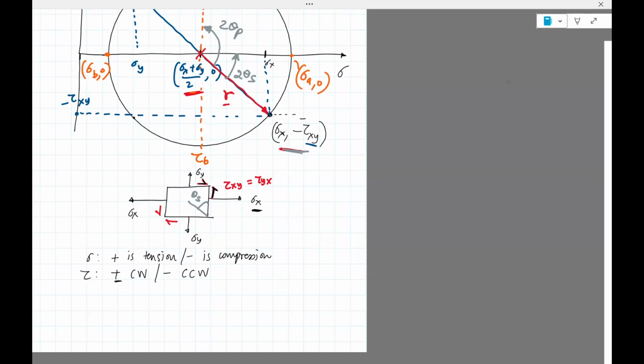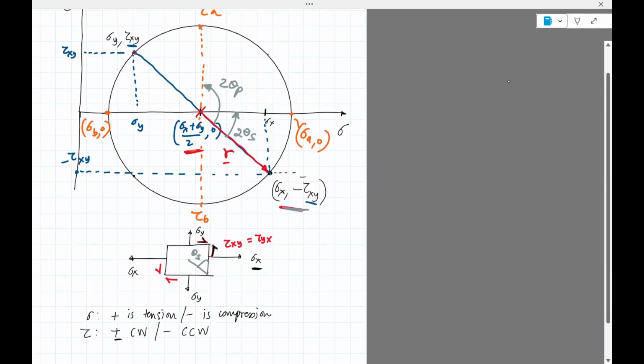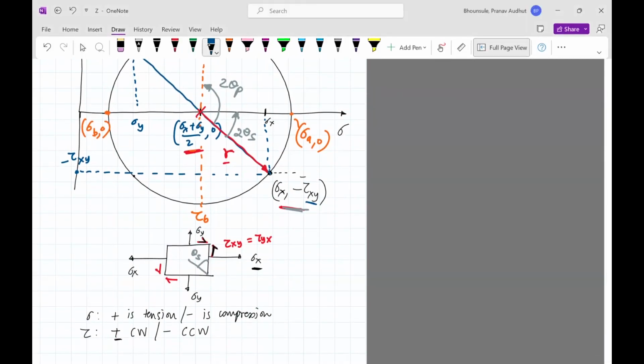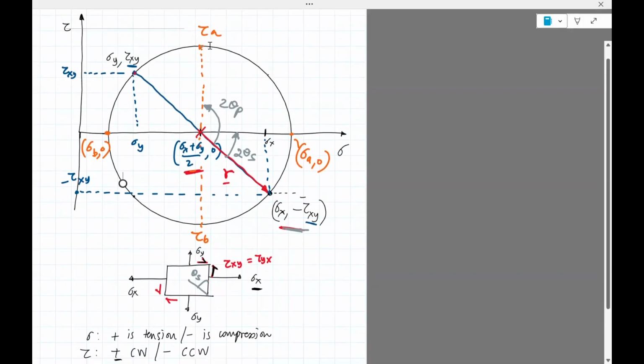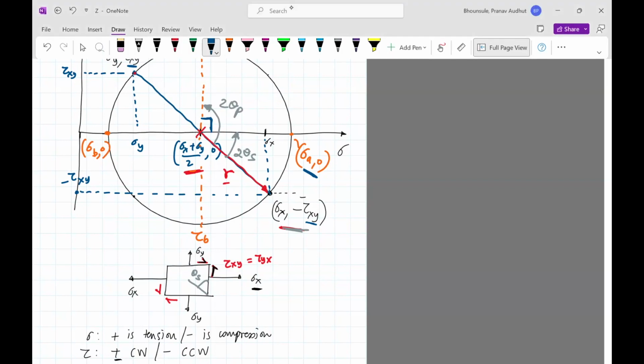Okay. There's another interesting thing, which you can easily see from this figure. This is the direction of the maximum principal normal stress. This is the direction of the maximum principal shear stress. This angle is 90 degrees. It's always true that the principal stresses make an angle of 90 degrees with each other, no matter what.